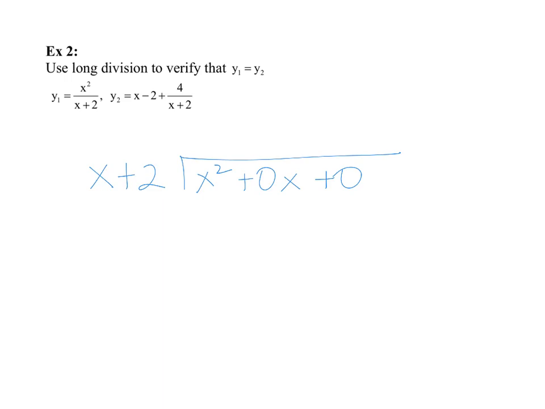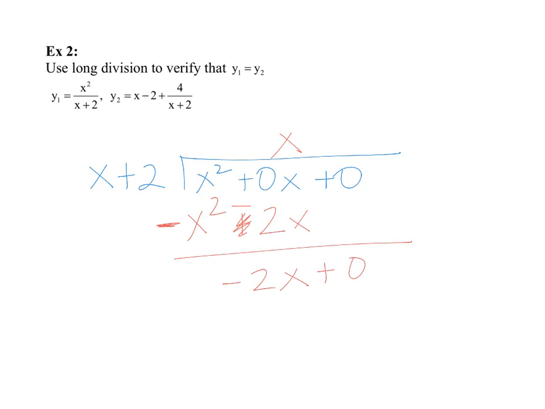So now I do x times what gives me x squared? That would be x. Line up the same powers. x times x is x squared, and x times 2 is 2x. Now I subtract. Watch out for this. I see a lot of students do this, but then they still end up adding. So just get rid of the whole sign and put subtraction on top. Then we have negative 2x plus 0.